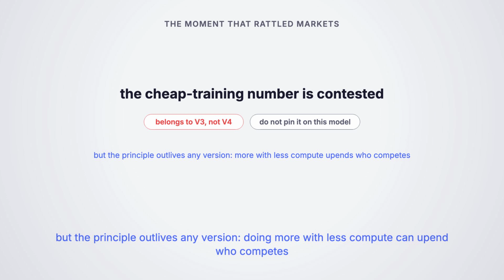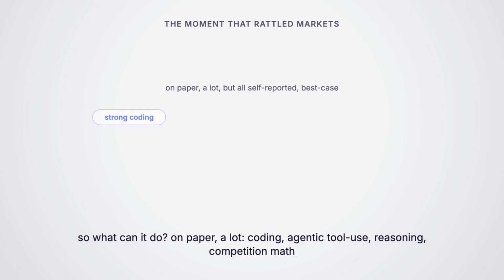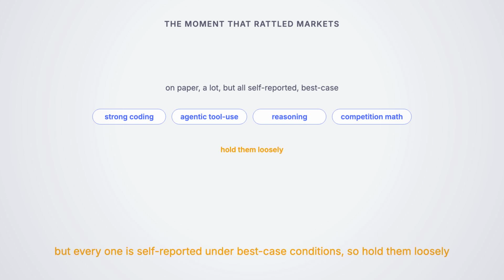But the principle outlives any version. Doing more with less compute can upend the idea that only the biggest spenders compete, and V4 continues that efficiency-first lineage. So what can it do? On paper, a lot. DeepSeek reports strong coding, agentic tool use, reasoning, and competition math, but everything is self-reported under best-case conditions, so hold them loosely.